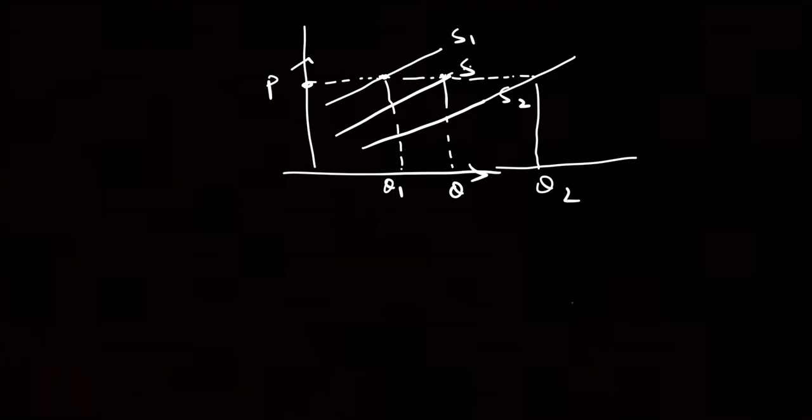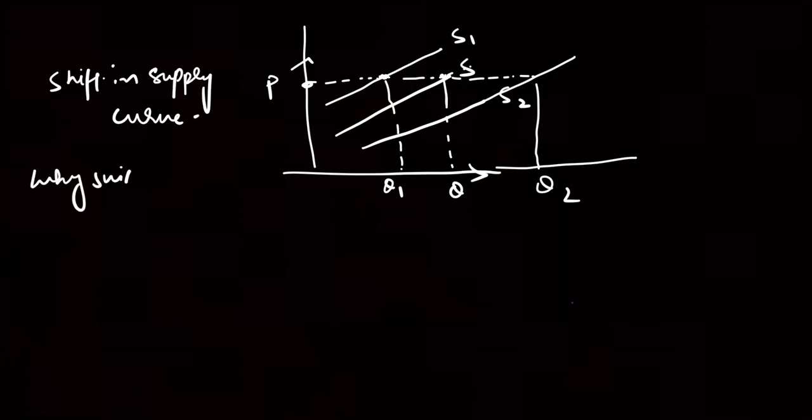So what does it mean? It means that whenever there is a shift in the supply curve, the shift means either a greater quantity or a larger quantity. And why does a shift happen? First things first, why does a shift happen?